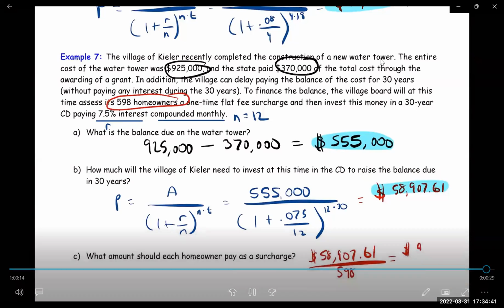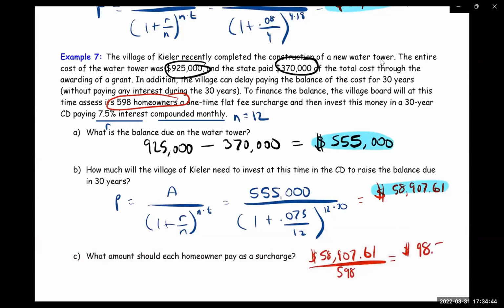So each person's going to only have to pay $98.51. Wow, so that's not so bad. I thought it was going to be a lot more. So this is doable. Consider it like a tax so that this village will have a new water tower. You only have to pay $98.51.